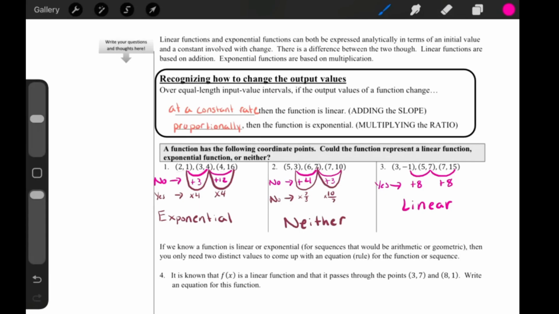Oh, I almost forgot. We had to check the x's to make sure that they were in equal intervals away from each other. So from 5 to 6, that was 1, and from 6 to 7, that was also 1. So this was possible. We could have done this. It was still neither. This one from 3 to 5, that's a 2-point difference. But from 5 to 7, that is also a 2-point difference. So that means we could do this. It is valid. This would be linear for sure.